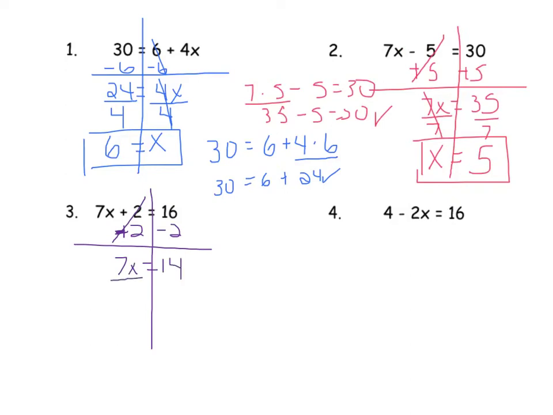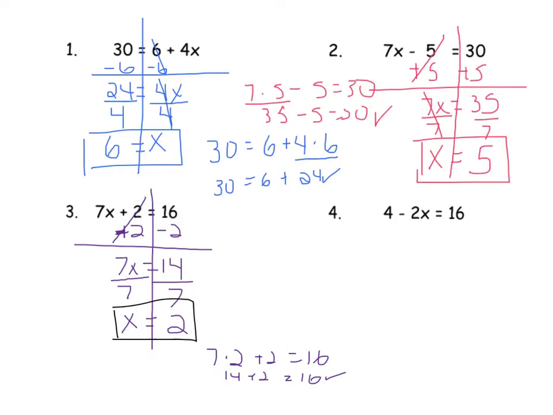X is being multiplied by 7. The inverse of multiplying is dividing, so we have to divide by 7. So x is 2. To check it, 7 times 2 plus 2 is that 16. 7 times 2 is 14, plus 2 is 16, so that checks out. So 2 is our answer.